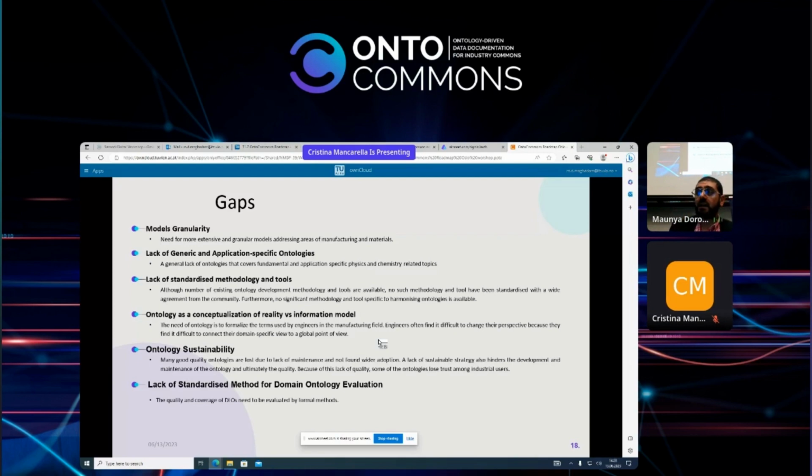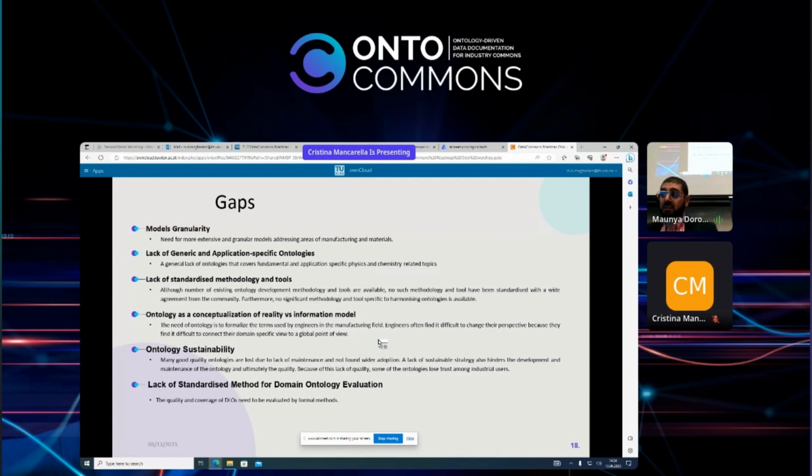Also, there is the question of ontology as conceptualization of reality versus information model. This is a big debate between people working on ontologies. So we need to formalize well and explain this difference and how we exploit it.